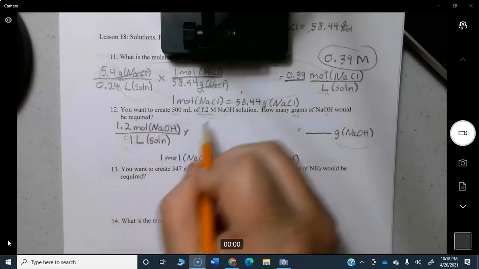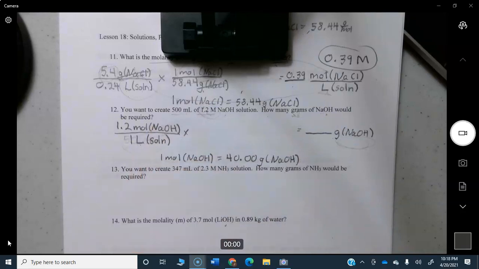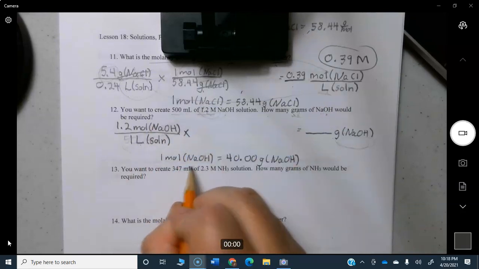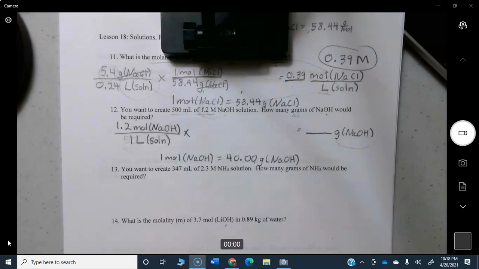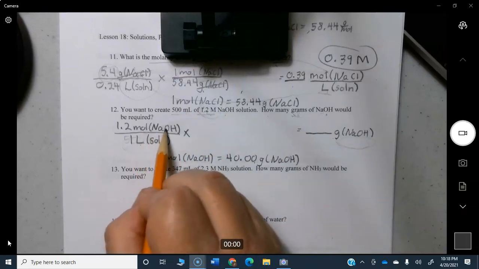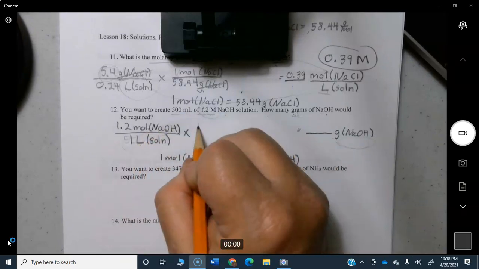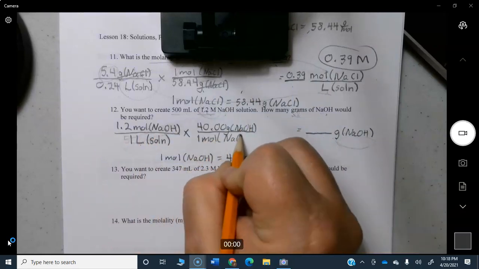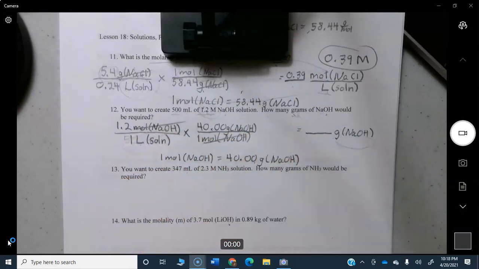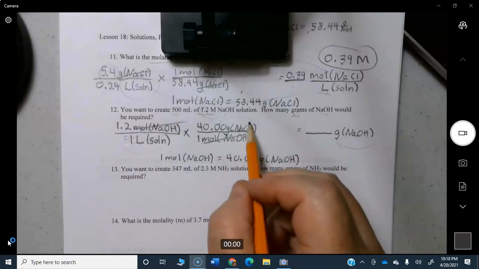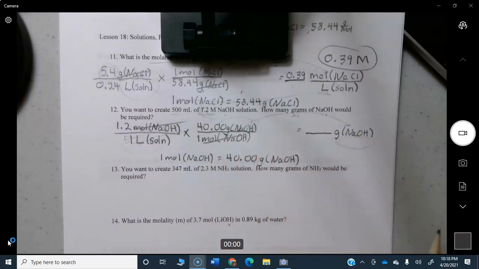Okay, so we're dealing only with the top. Forget about liters of solution for right now. Okay, so which one of these goes on top? Which one goes on bottom? You need moles to cancel out. You need this one to cancel out. Moles NaOH is gone. Now you have grams NaOH as the only thing left, and that's what you want for your final unit. The next step is we need to make liters of solution cancel.